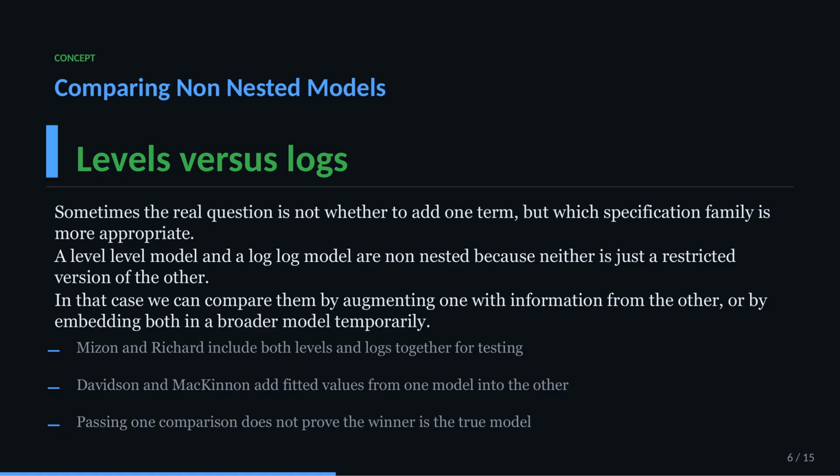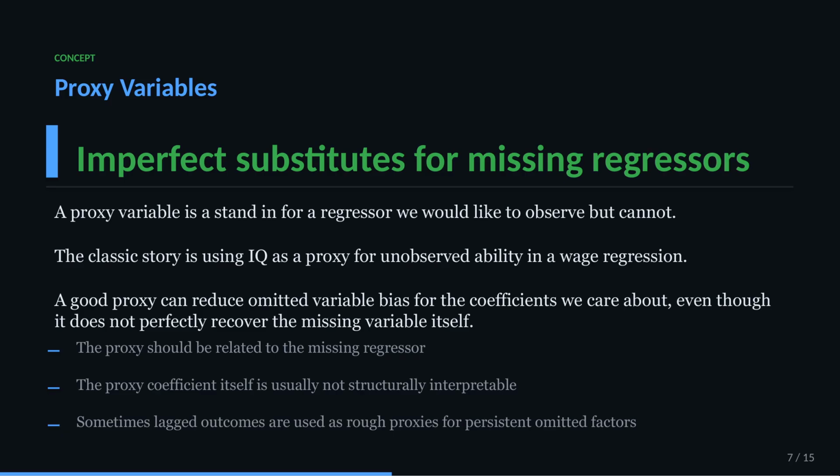Now move to proxy variables. Suppose a relevant regressor is not observable at all. A standard example is ability in a wage equation. We cannot measure ability directly, but we might observe something related to it, like an IQ score. That related variable can serve as a proxy. The goal is not to perfectly recover the hidden regressor. The goal is to soak up enough of its variation that the coefficients we really care about, like education or experience, become less biased than they would be if the hidden regressor were omitted entirely. But proxies are not magic.